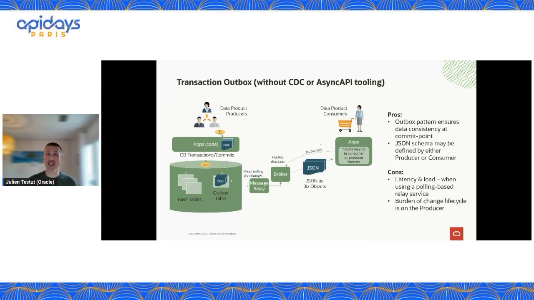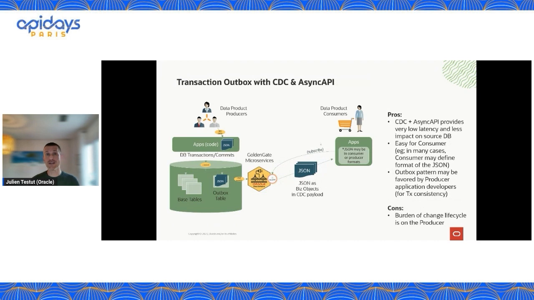GoldenGate, with its change data capture capabilities, can replace the message relay, and with its new data streams capabilities, it can actually replace the message broker and any of the issues that we've talked about, like ensuring transactional consistency, the order of the transactions, and so on, that brokers like Kafka cannot handle very well.